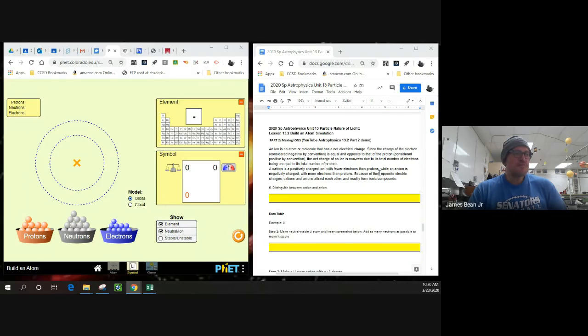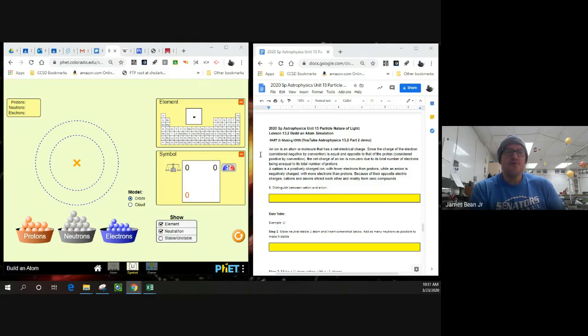All right, so on part 2 here, let's go ahead and read the definition. An ion is an atom or molecule that has a net electrical charge. Since the charge of the electron, considered negative by convention, is equal and opposite to that of the proton, considered positive by convention, the net charge of an ion is non-zero due to its total number of electrons being unequal to its total number of protons.